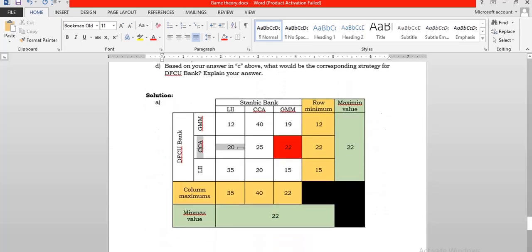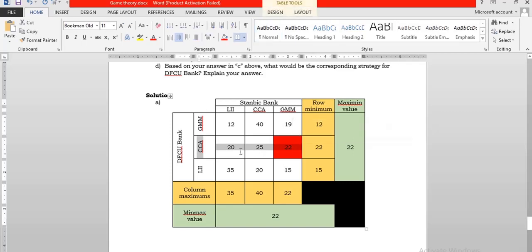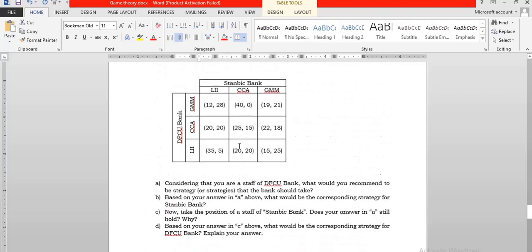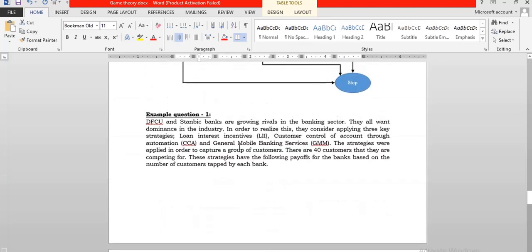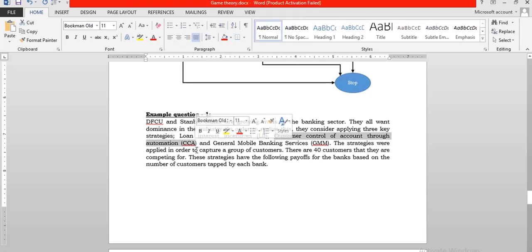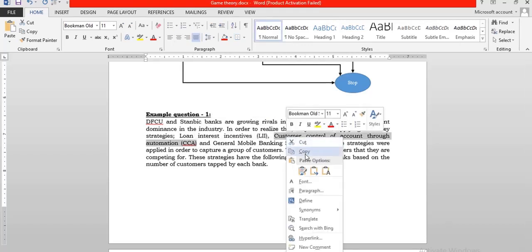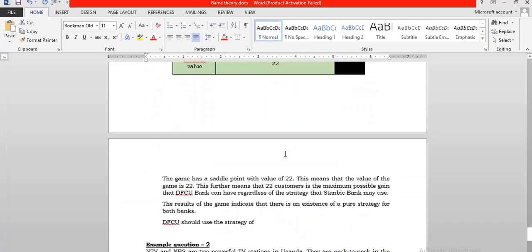Because CCA is where the saddle point is, it is here. So to achieve the 22, it must use CCA. Customer control of account through automation. Let me just copy it here. Customer control of account through automation. That's what DFCU should use, to realize that particular game.